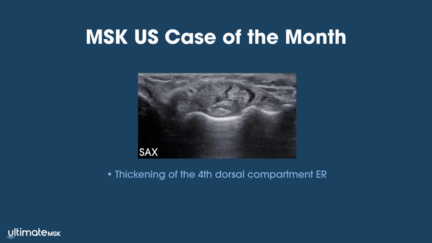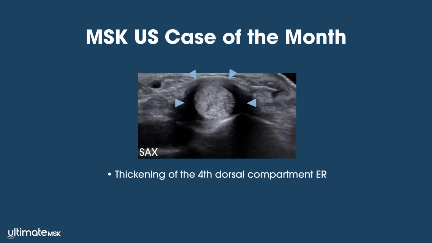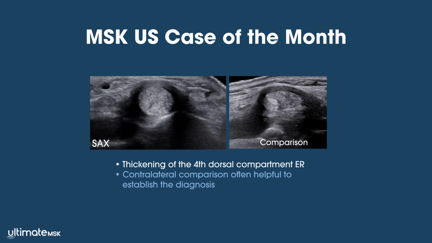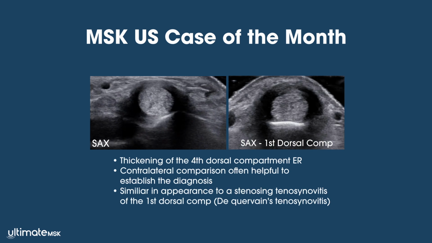The short axis image is now a proximal to distal cineclip. As the scan progresses distally, the extensor retinaculum of the 4th dorsal compartment comes into view and appears thickened. To confirm retinacular thickening, I recommend obtaining a contralateral comparison view as shown in the image on the right. Notably, the thickening involves the entire fourth dorsal compartment retinaculum and closely resembles the appearance of a stenosing tenosynovitis of the first dorsal compartment, commonly known as de Quervain's tenosynovitis, as demonstrated in the image on the right.